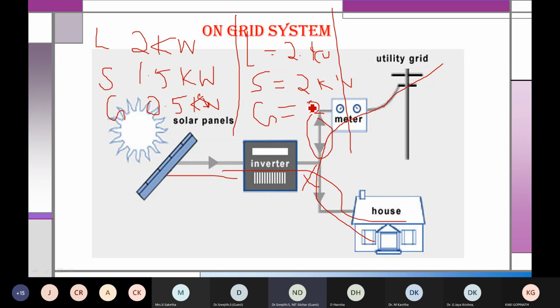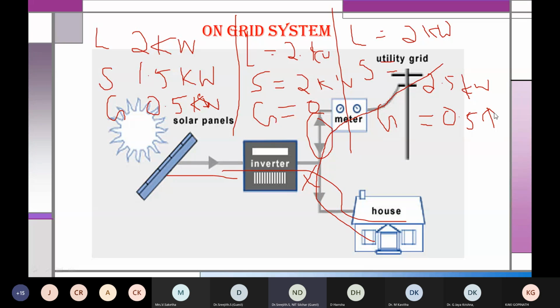Let's come to the third case, the same load of 2 kilowatt. But now the solar is generating 2.5 kilowatt. So the connected load is only 2 kilowatt, but the solar is generating 2.5 kilowatt. So where will this 0.5 go? In this case, it can be given back to the grid. So this is the grid, and I can give the remaining 0.5. The up arrow tells that it is given back to the grid.